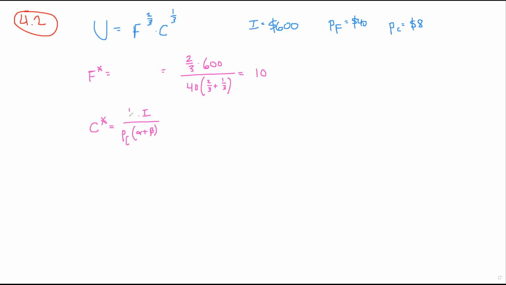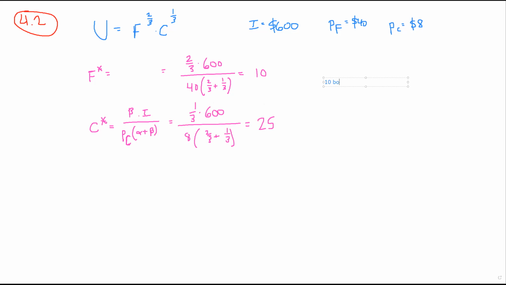California and beta. Okay. So we get 1/3 times 600 over Californian wine is $8 times 2/3 plus 1/3. And this ends up being 200 divided by 8, which is 25. Okay, so we purchase 10 bottles of French wine, 25 bottles of Californian wine.